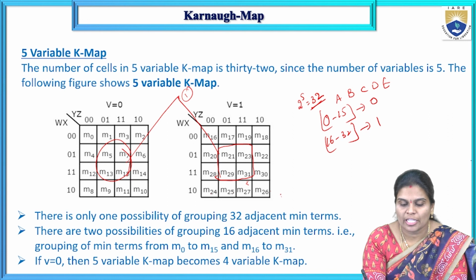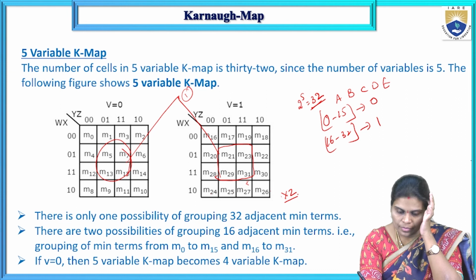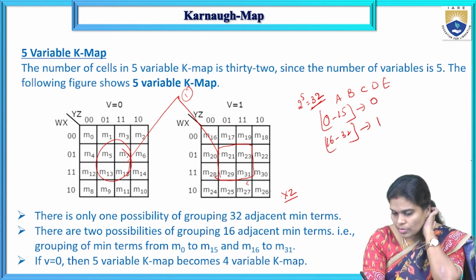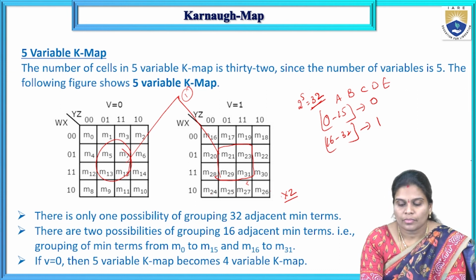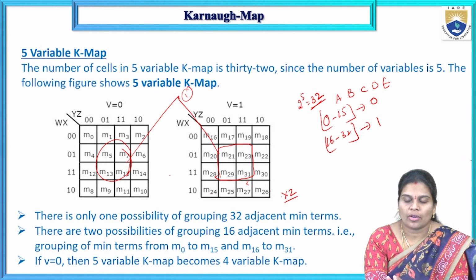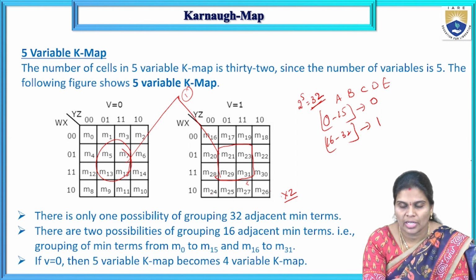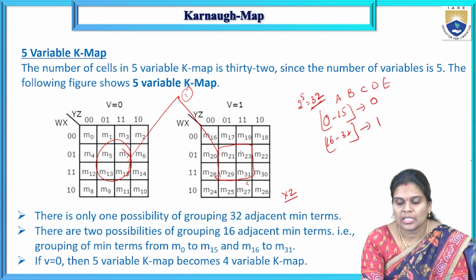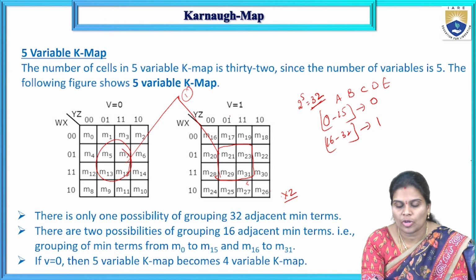Here also same values are there. For this one the expression is X and Z. In the same place we are having ones. If the ones are present in this first square box and the same ones are present in V equal to 1 also, we can form one group, but there is no common variable in the MSB value, that is V equal to 0 and V equal to 1.